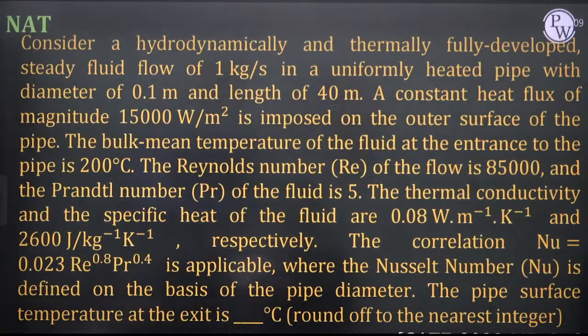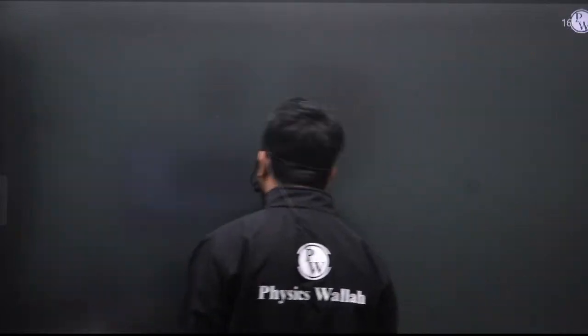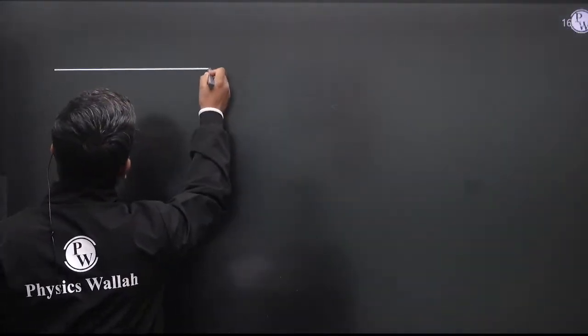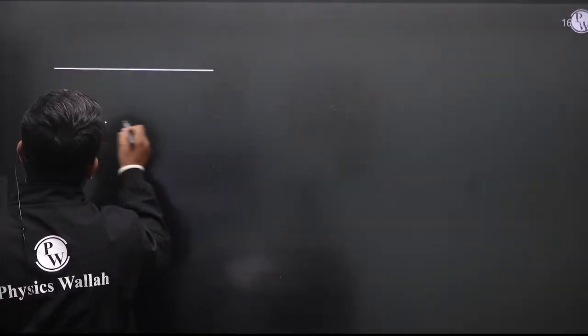Reynolds number is mentioned, Prandtl number is mentioned, and fluid properties are also mentioned. Nusselt number relation is given. Find the pipe surface temperature at the exit. So first draw a rough diagram. Whenever you get a problem, try to draw a rough diagram like this.